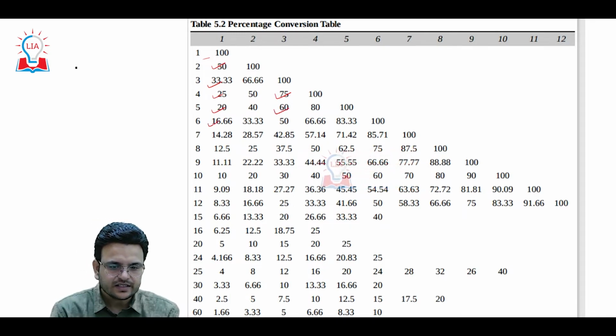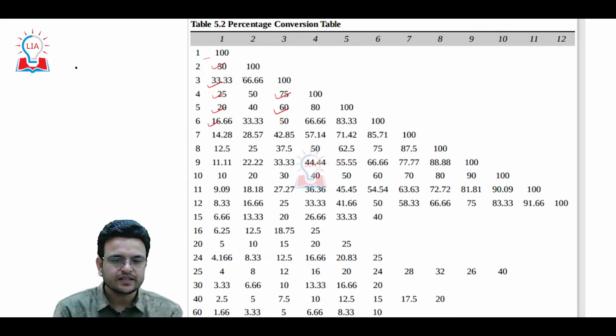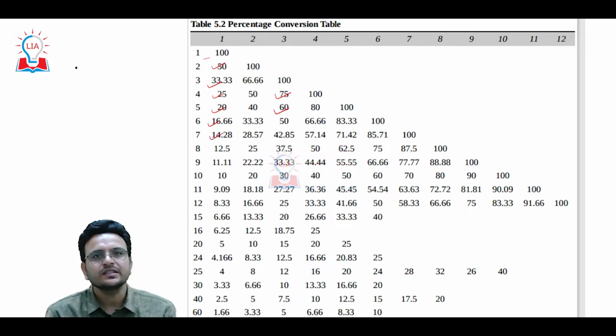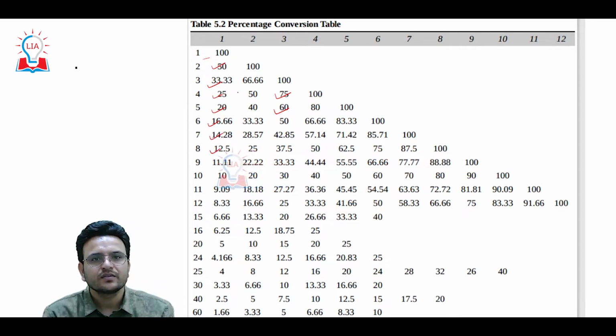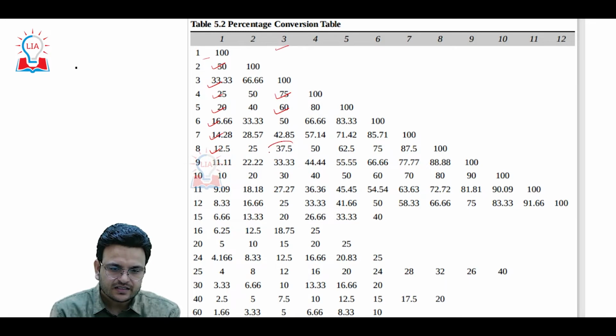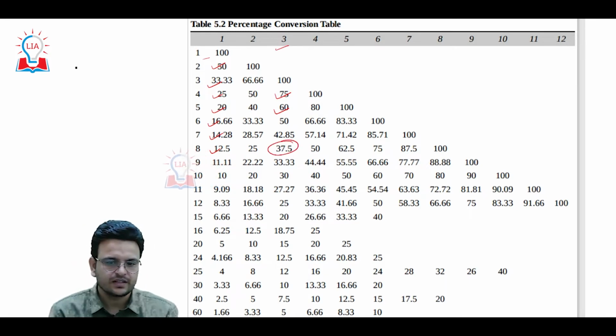1 by 6 is 66.60%. 1 by 7 is 14.28%. 1 by 8 is 12.5%. 3 by 8 is 37.5%. So what does it mean?